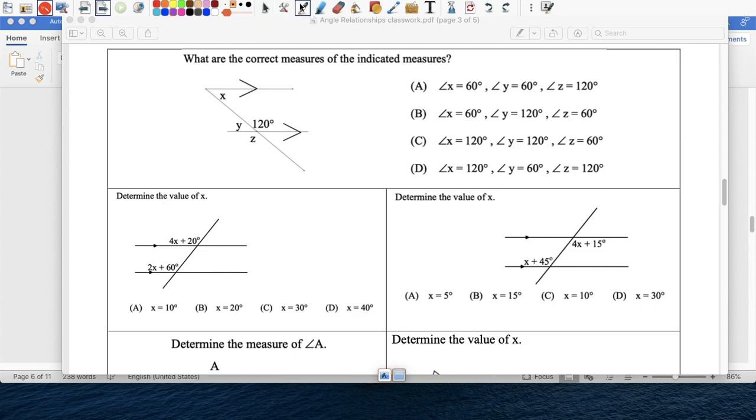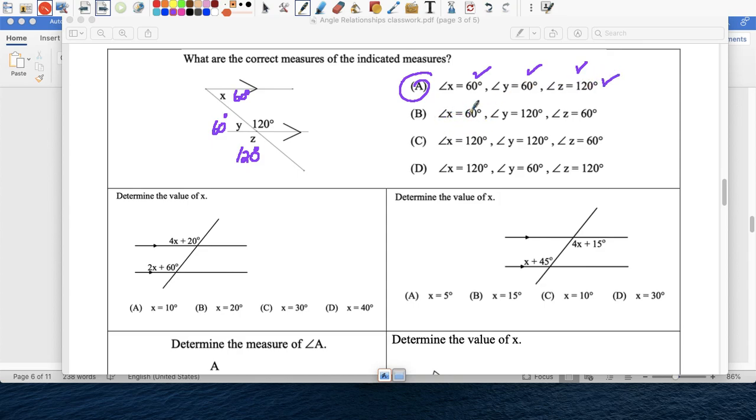Okay, so let's fill this in. That's 120. Automatically, this guy's 120, right? Which makes y the supplement. So if z is 120, y is 60. And let me put 60. And if y is 60, x is 60 because they're alternate interior. So let's look at the multiple choices. X is 60, y is 60, and z is 120. There we go. A is correct.